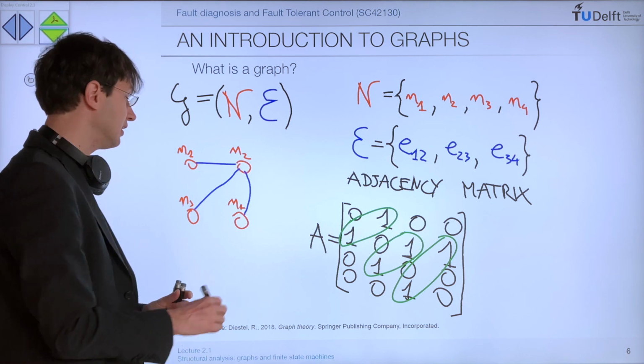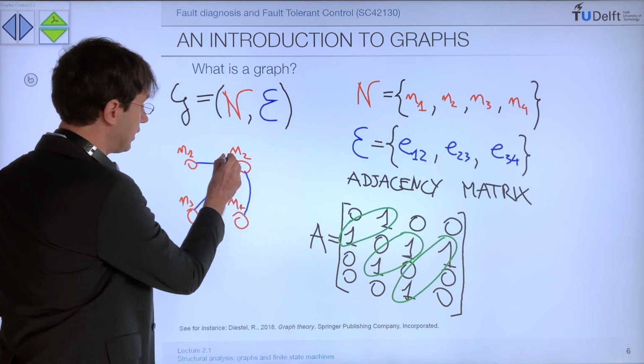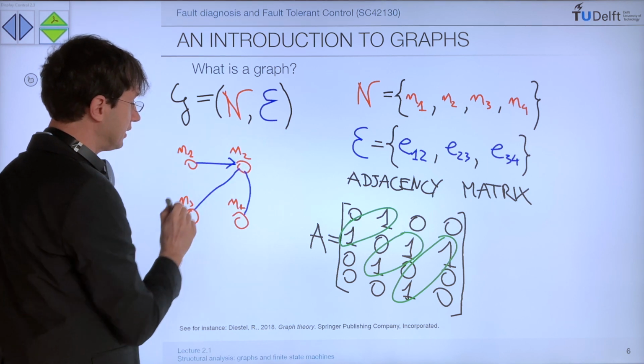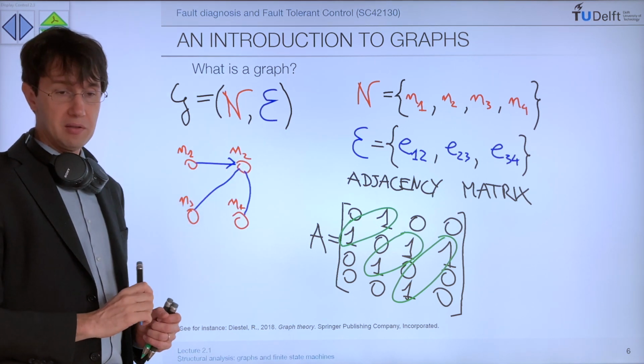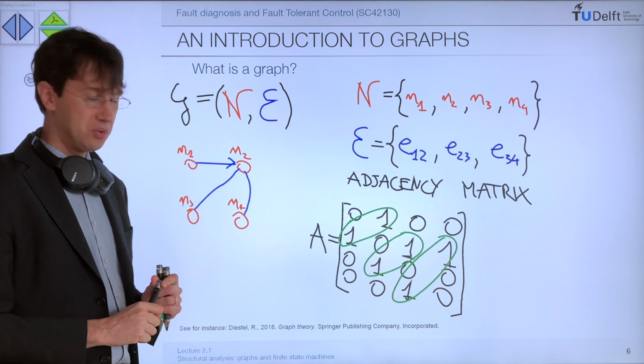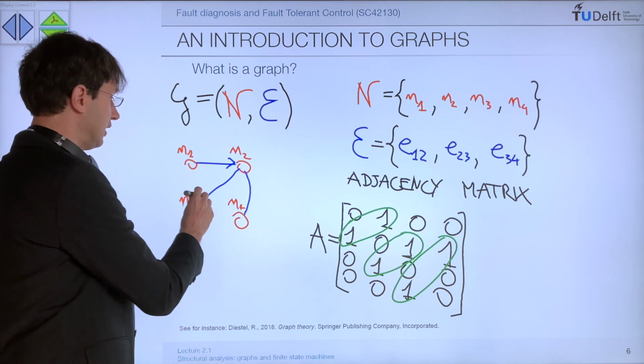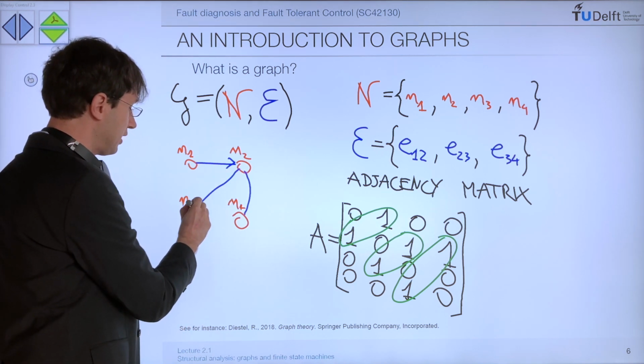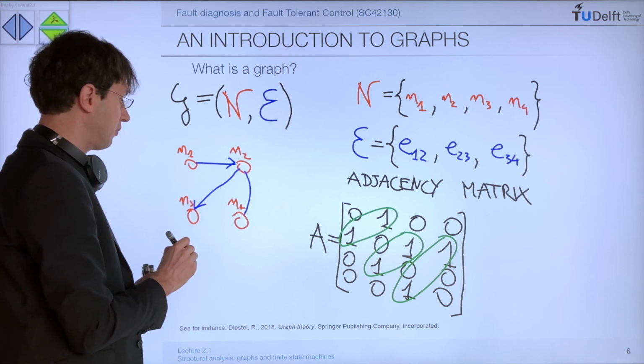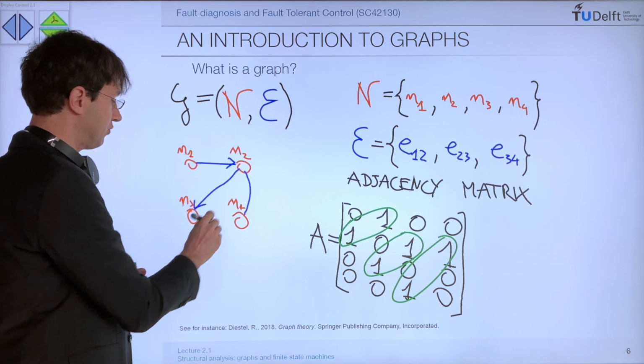And in this case, we are using an arrow to indicate, for instance, there is a connection from 1 to 2, but there is not from 2 to 1. And for instance, then we have a connection from 2 to 3, and we have a connection from 4 to 2.